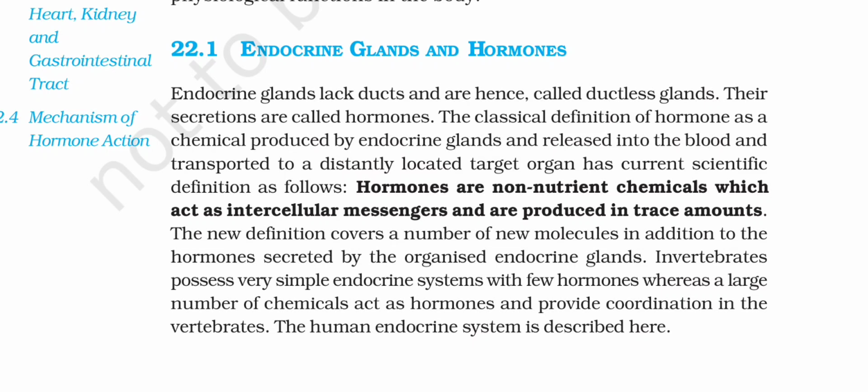The new definition covers a number of new molecules in addition to the hormones secreted by the organized endocrine glands. Invertebrates possess a very simple endocrine system with few hormones, whereas a large number of chemicals act as hormones and provide coordination in the vertebrates. The human endocrine system is described here.